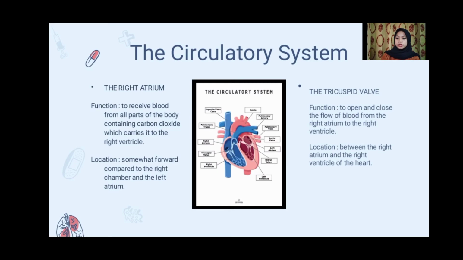Okay, and the next organ is the right atrium. The right atrium is located on the right side of the heart. This section serves to receive dirty blood from the veins and pump it into the right ventricle.